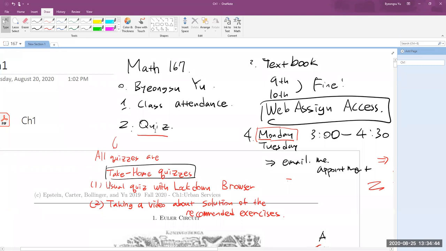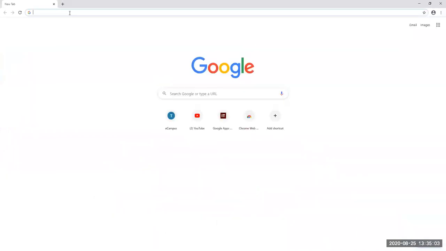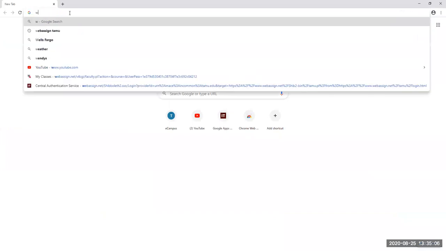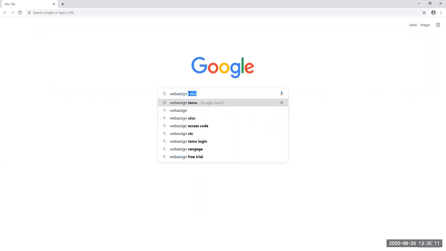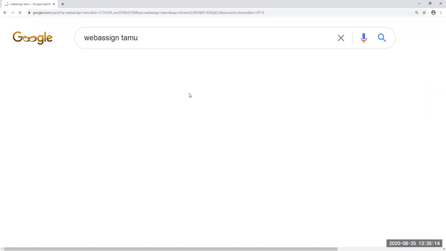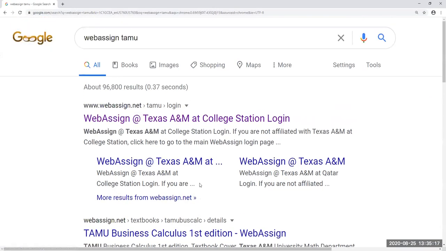Morgan Freddy asks, how do we access WebAssign? So you can access it briefly. I see you on this computer. Just go to Chrome, and I share this Chrome. Or Safari, or whatever browser you want, and just Google WebAssign TAMU.